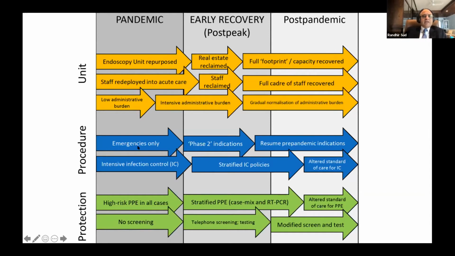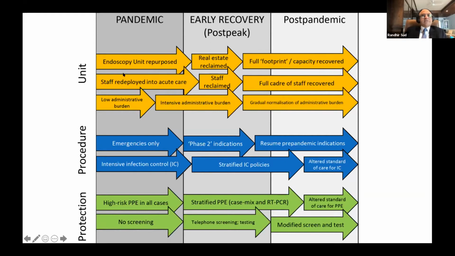Procedures during the pandemic, we restricted to emergencies with intensive infection control. And early recovery, which is now in India, we should start with phase 2 indications, and we should continue with stratified infection control policies according to the minimized COVID corridor and hot pathway. And subsequent to when the post-pandemic period comes, then we go back to the pre-pandemic protocols, but with new knowledge learned, because we may continue to adopt certain policies which will help us mitigate communicating other infections rather than COVID to our patients and to our healthcare staff.